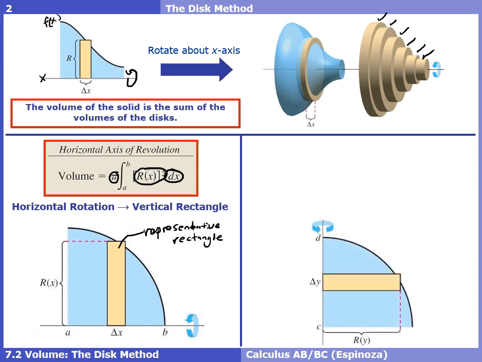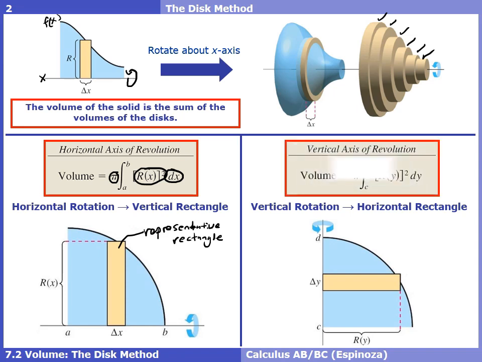Okay, so what if we rotate about a vertical line? Could be the y-axis or just some other vertical line. Well, really all that changes is just the orientation of things. If you rotate about a vertical line, you're going to need to draw in your representative rectangles horizontally. And ultimately, if you remember from 7.1, if you ever need to draw a representative rectangle in horizontally, that really just means you're doing everything in terms of y.